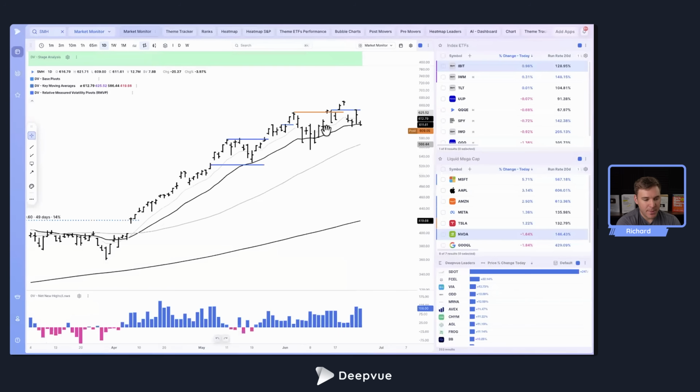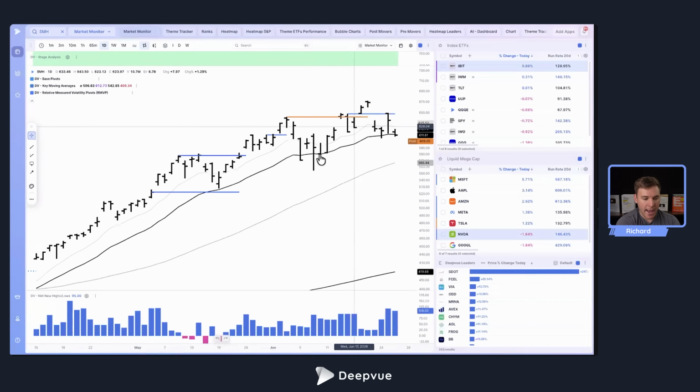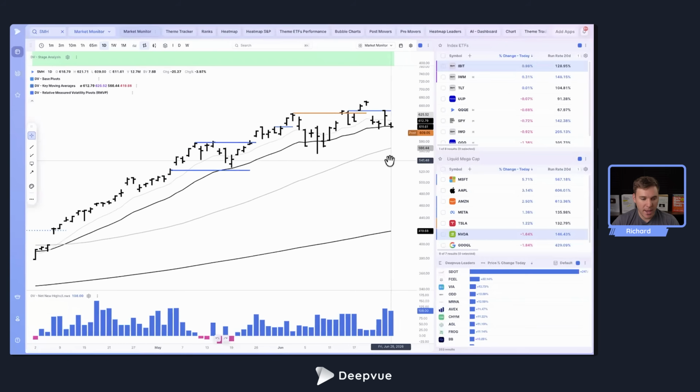Then lastly, as I mentioned, SMH has been the leading theme. Again, very similar to the QQQ. This is when the trend really got going, on this breakout to new highs on April 8th. And we've basically been trending above the moving averages since. And we're still in an uptrend because we haven't really had two definitive closes below the 21 EMA.